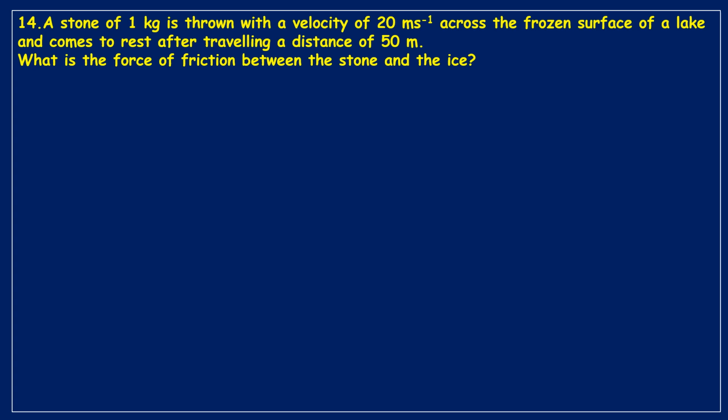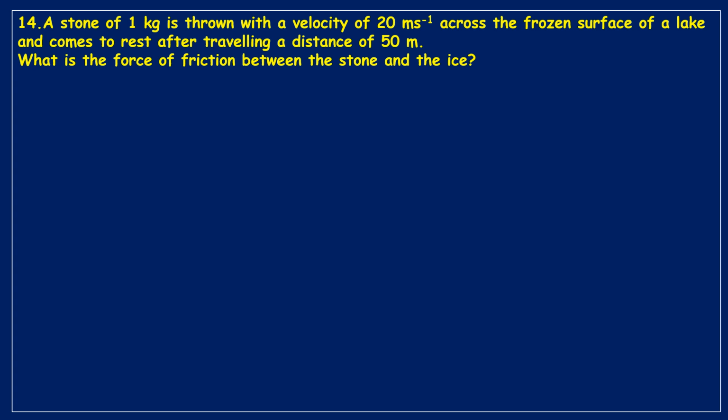Here is the situation. There is a lake. In that lake, water is frozen and it becomes a hard substance. Now a stone of 1 kg is taken. It is thrown across the lake. That thrown stone traveled with a velocity of 20 meters per second, right? And comes to rest after traveling a distance of 50 meters. A stone of mass 1 kg moving with a 20 meters per second velocity covered 50 meters of distance. What is the force of friction between the stone and the ice?